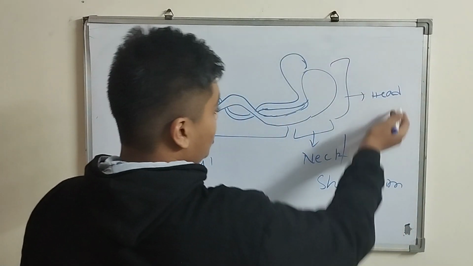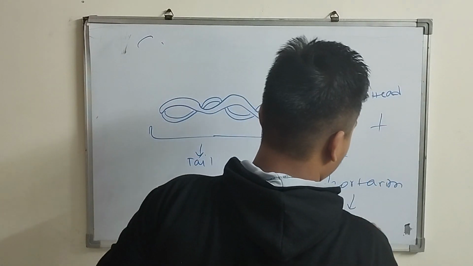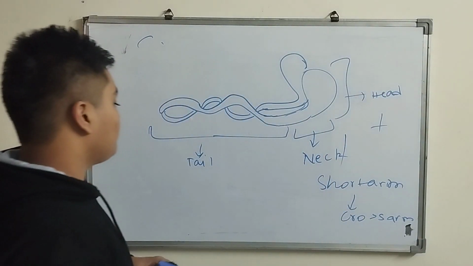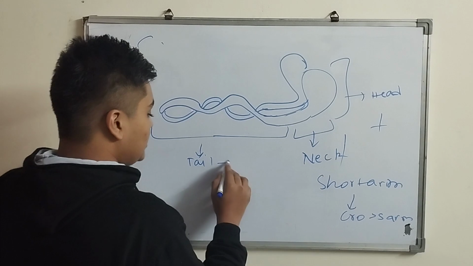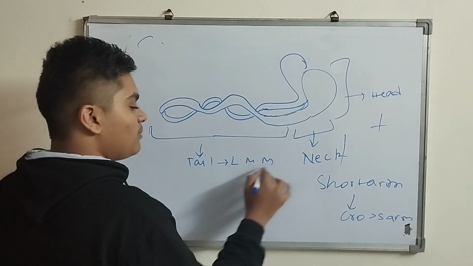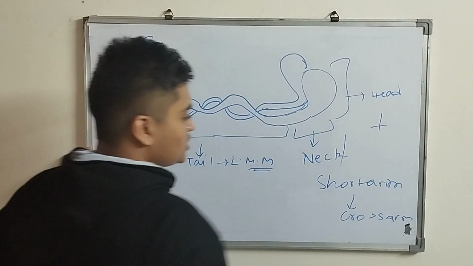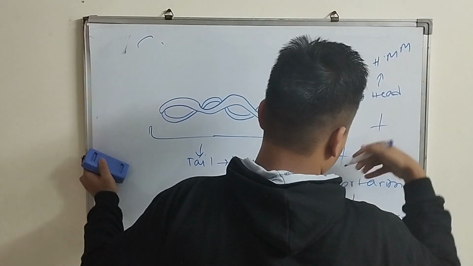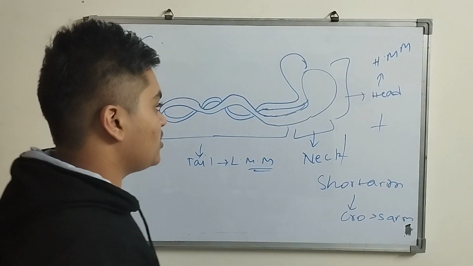This short arm plus head gives you the cross arm. What is the cross arm in the sliding filament theory? Now this tail is made up of light meromyosin, a component of myosin, and the head is made up of heavy meromyosin. The neck is also made up of heavy meromyosin.